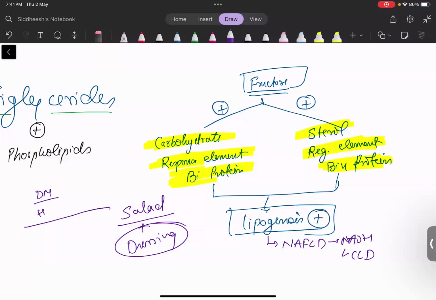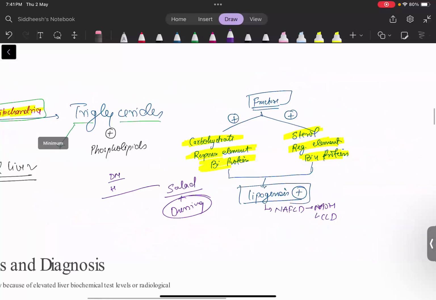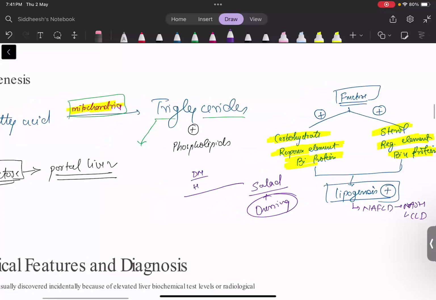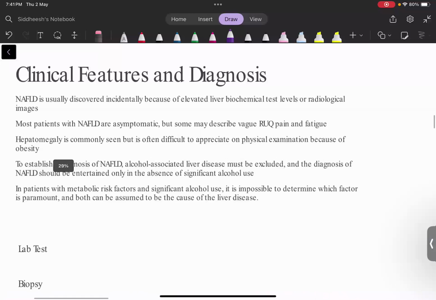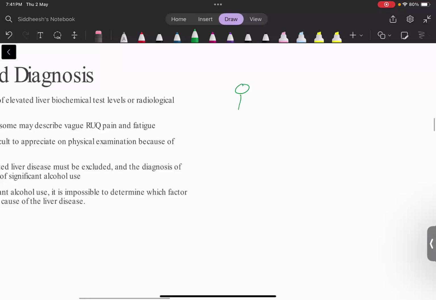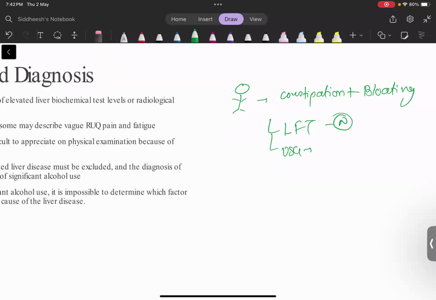No? Perfectly fine. Okay. So let's have some clinical features and diagnosis. I will try to make it very simple again for you people. Suppose in your OPD, one patient is coming. Suppose he is having constipation and bloating. You send this patient for LFT, RFT, or a simple blood checkup. Everything might be normal. If you send for the ultrasound, he or she might be having what? A grade 1 fatty liver.